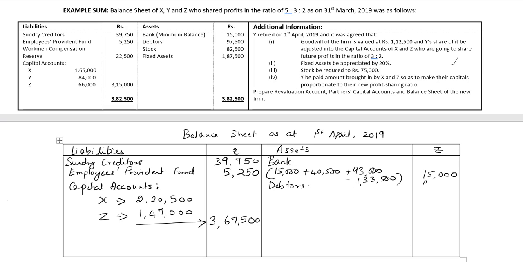Debtors, there is no change in the value, 97,500 rupees. Stock, as per point 3, we reduce the value of stock to 75,000 rupees. Fixed assets, the original figure was 1,87,500. We increased the value by 37,500 rupees. So now the value of fixed assets is 2,25,000 rupees.